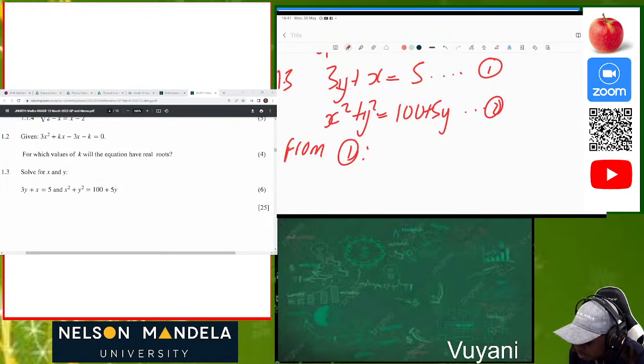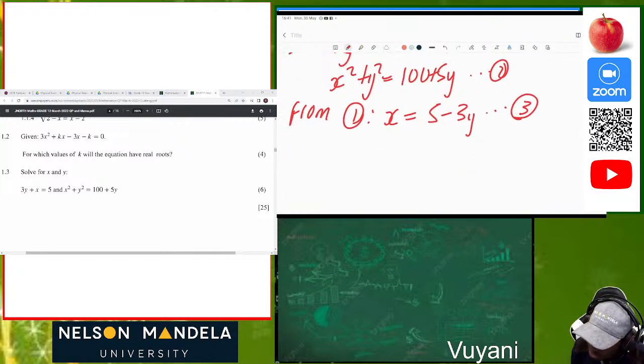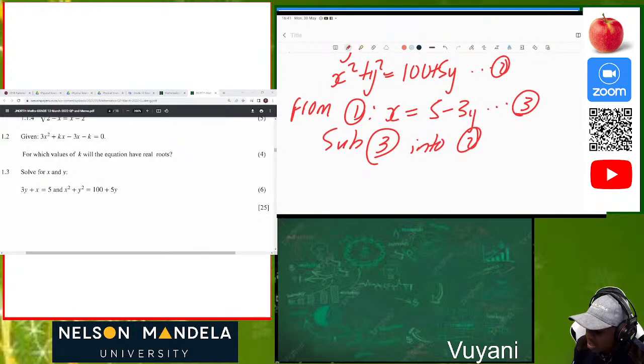Let's make x the subject of the formula. x will be equal to 5 minus 3y. This will be our equation number 3. Then after that, you say substitute 3 into 2. So now let's substitute equation number 3 into 2.